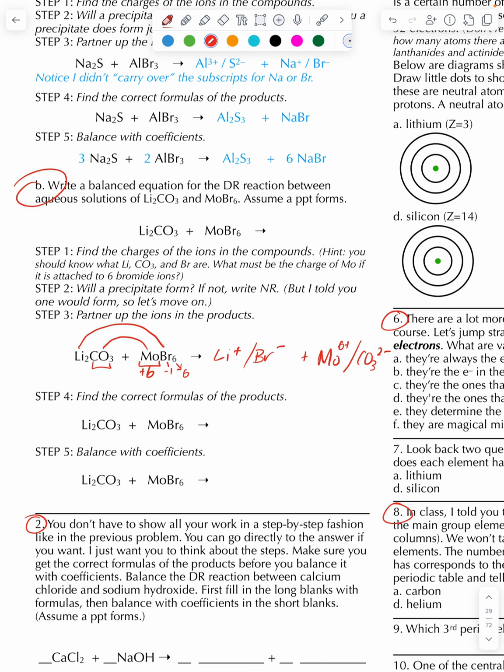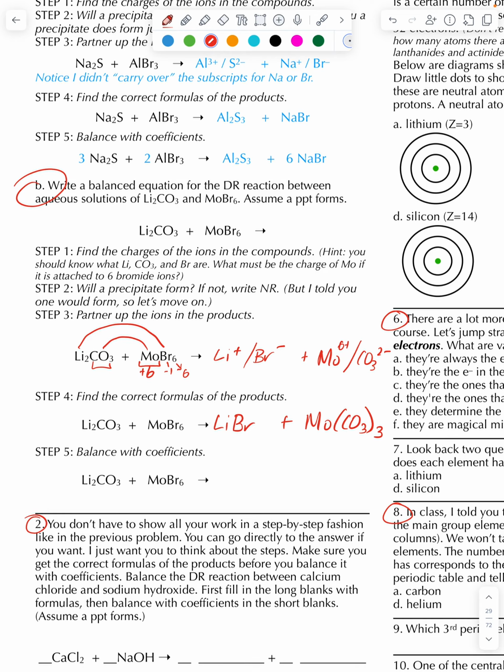So do that first. Figure out the charges. And now get the right chemical formula for your products. It's going to be lithium bromide plus MoCO3, right? And I'm not going to rewrite it, but now we just balance it.